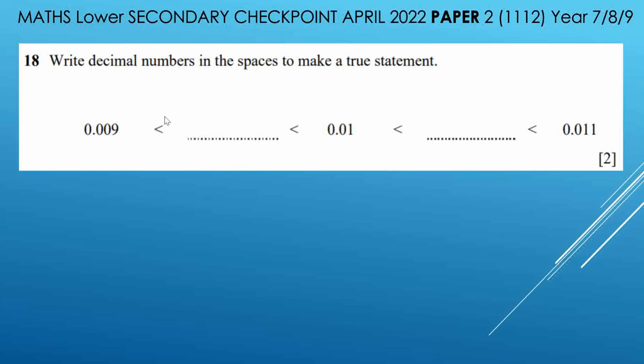Question 18. Write decimal numbers in the spaces to make a true statement.